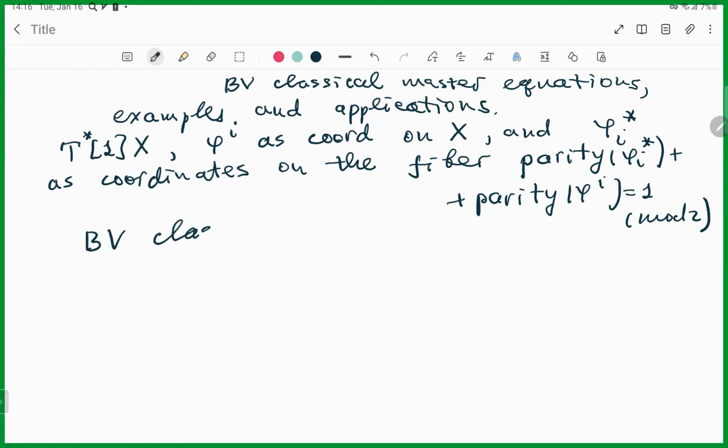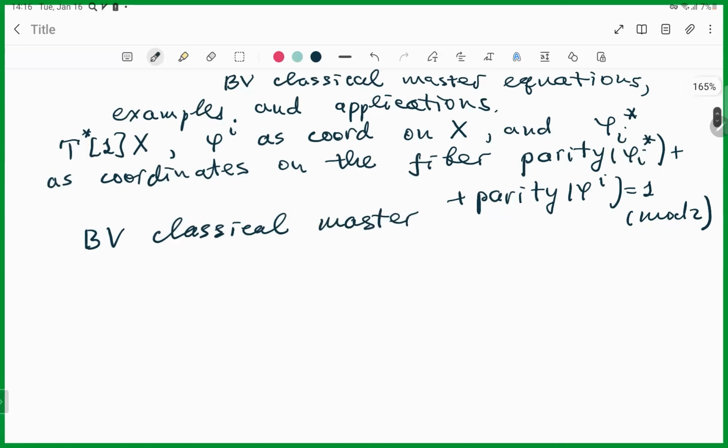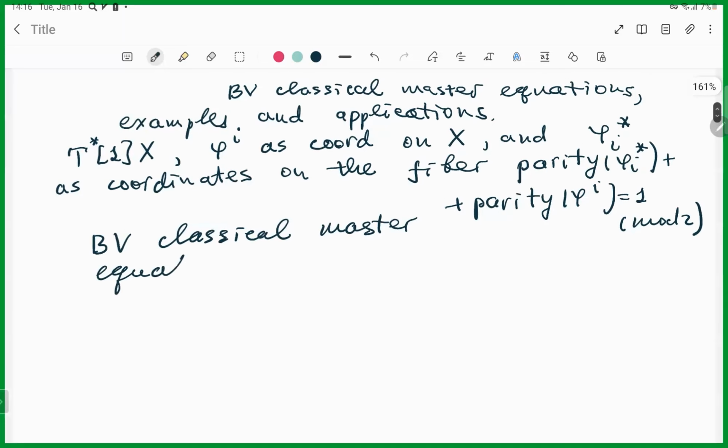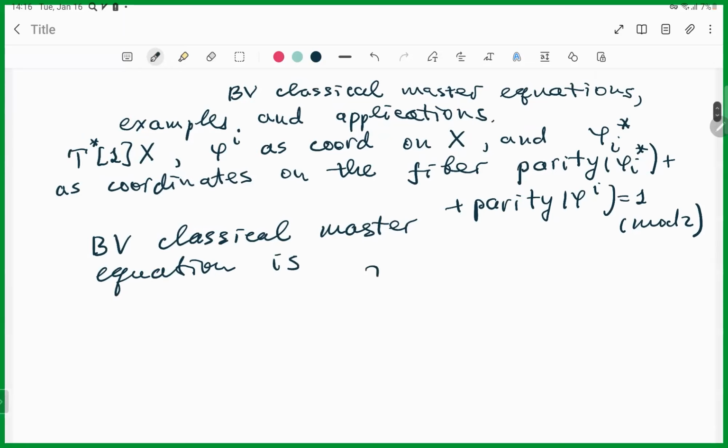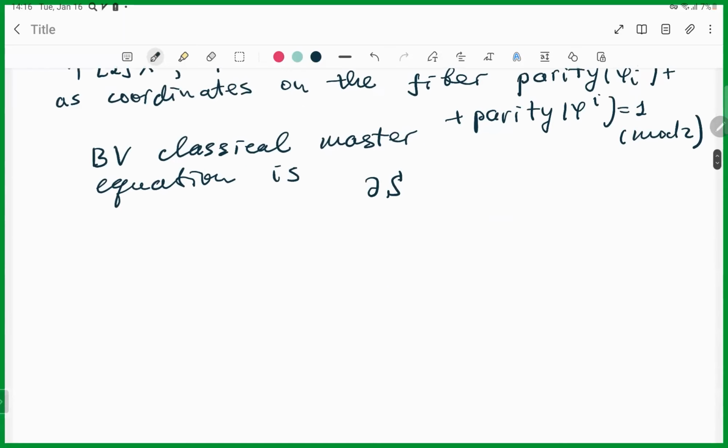The BV classical master equation is: dS over d phi I, dS over d phi star I.